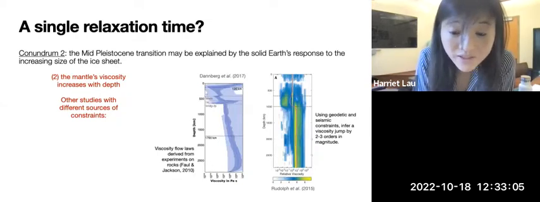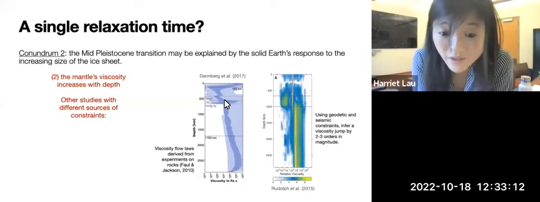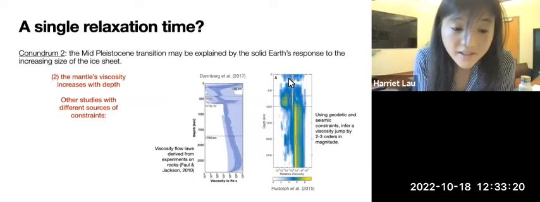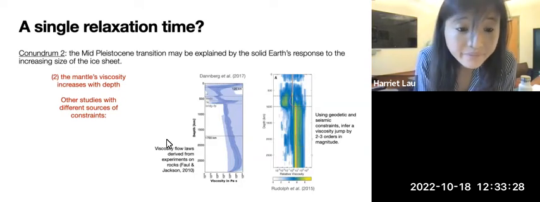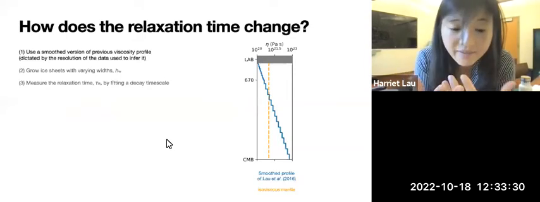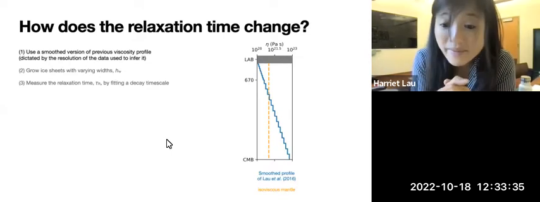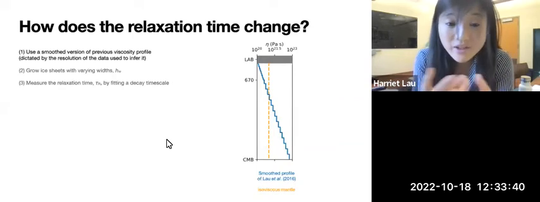The one on the left shows experimental results on the upper mantle rocks that would predict viscosity increases with depth, albeit with significant extrapolation. The one on the right shows a combined seismic and geodetic data inversion that actually resulted in viscosity increasing by 2 to 3 orders of magnitude with depth. And so given the idea that the field is somewhat converged on the fact that viscosity does increase with depth, how does the relaxation timescale or the rebound timescale change given that?